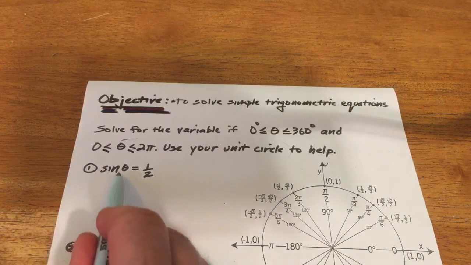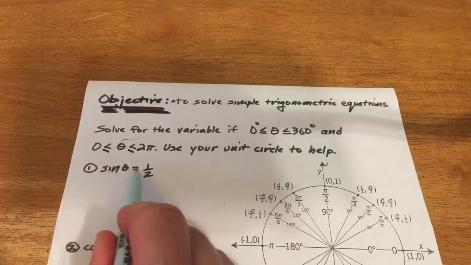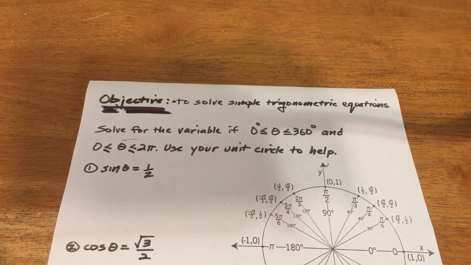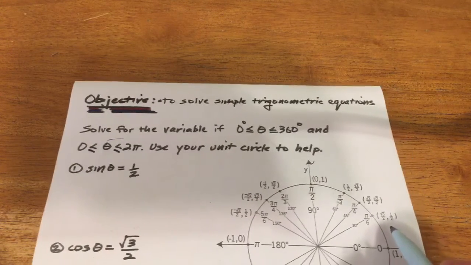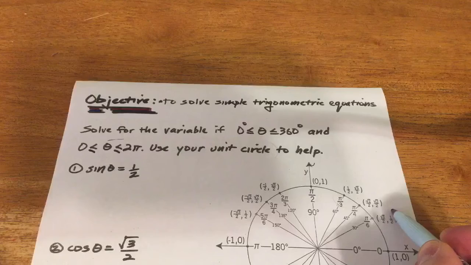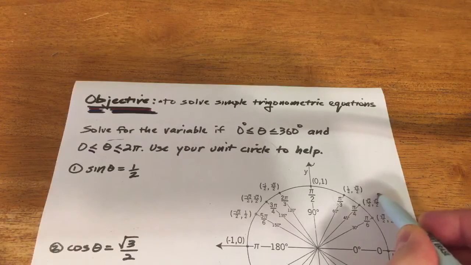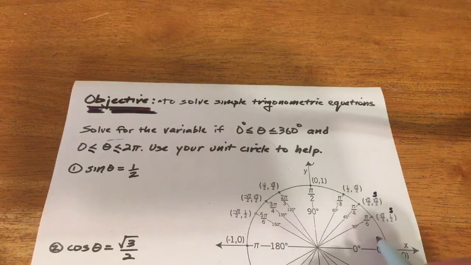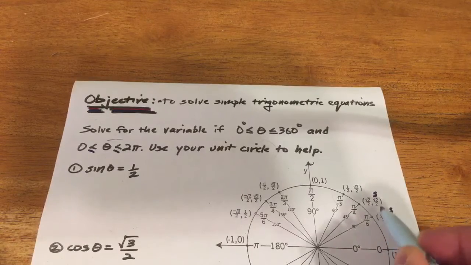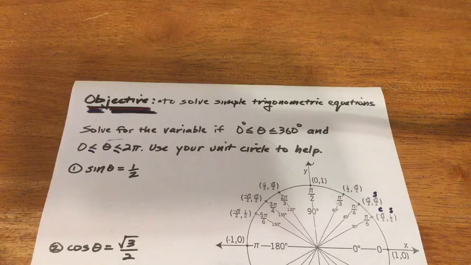Here we want to solve for theta. They tell us that sine theta equals a half. So what does that mean? Well, if we think about what we know about the unit circle, we know that our sine values are the second values inside our parentheses. So this, for instance, is going to be a sine value right here. That's going to be a sine value. The first values, of course, are what values? Going to be cosine values.